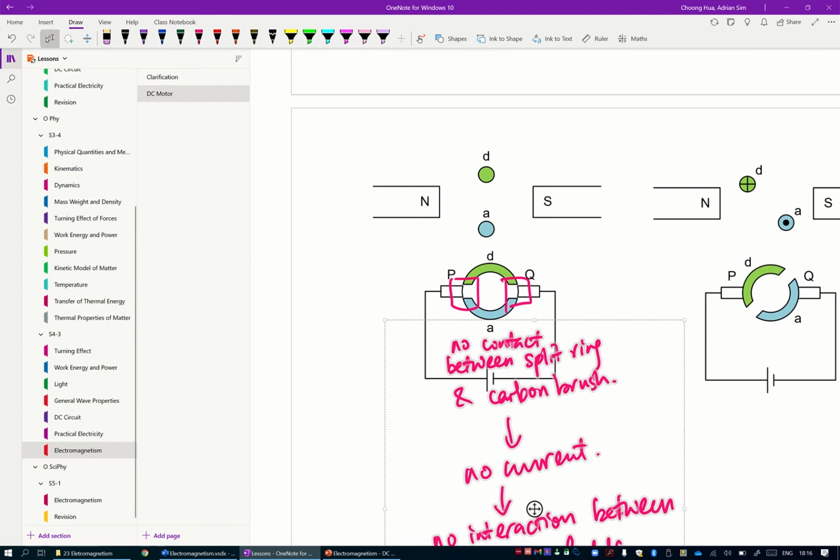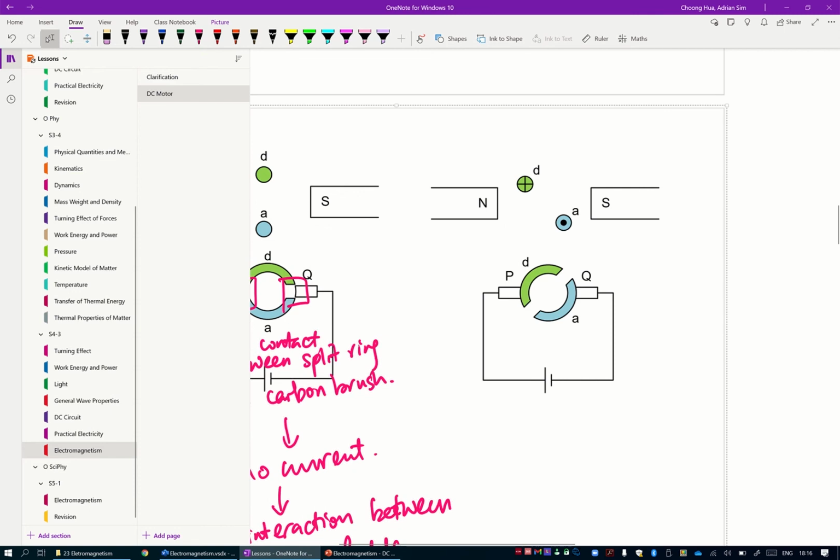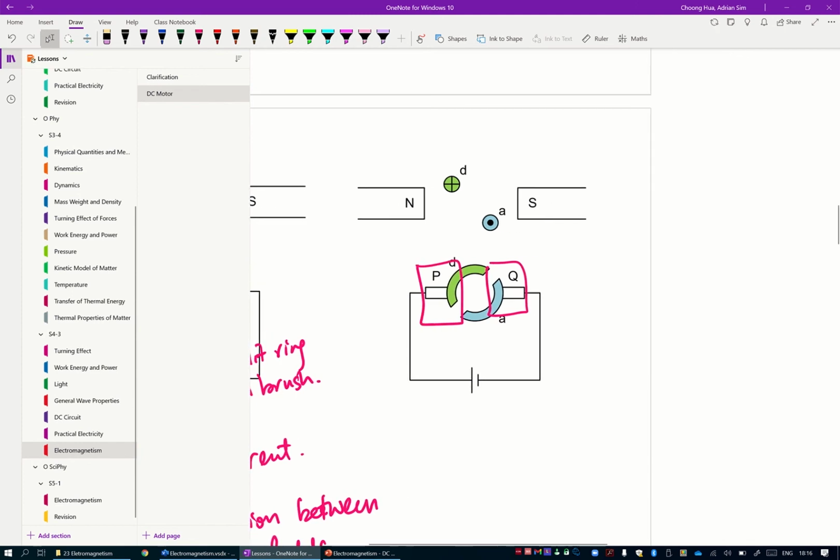But the coil will continue to turn because of inertia. Alright, recall back to chapter 3, the law of inertia. An object in a constant state of motion will continue to move in a constant state of motion. Now because of inertia, the coil will continue to turn. And when the coil continues to turn, the split ring now comes in contact with the carbon brush as shown here. Right, it now comes in contact with the carbon brush. And the electric current starts to flow again.